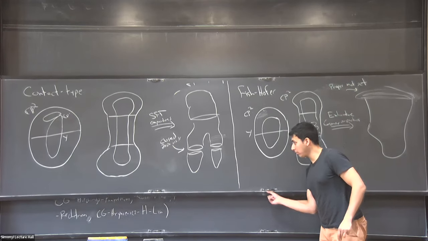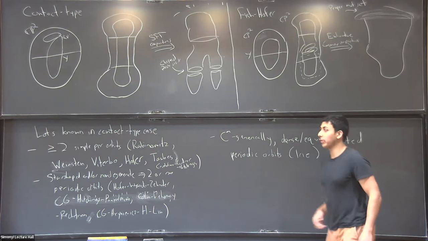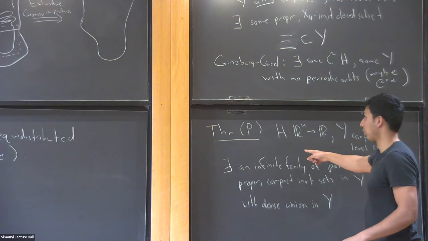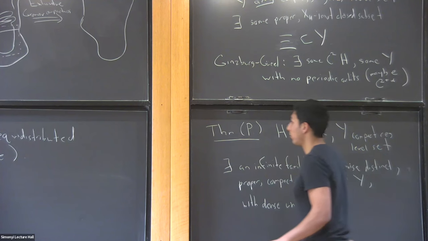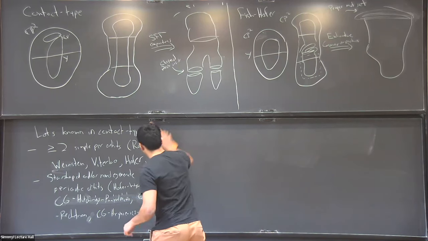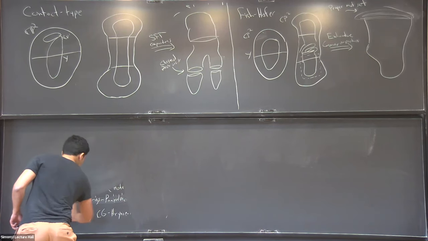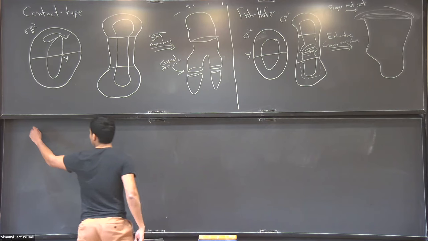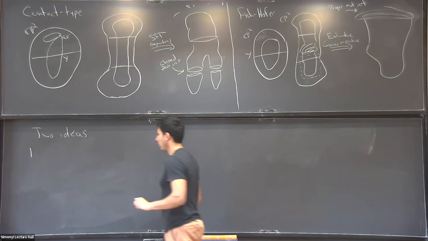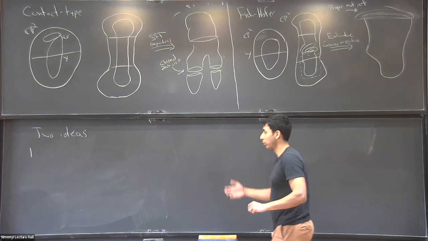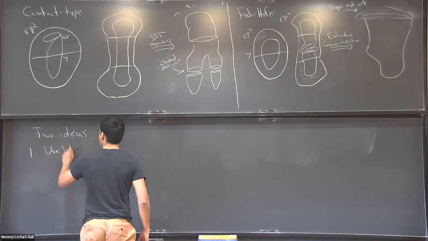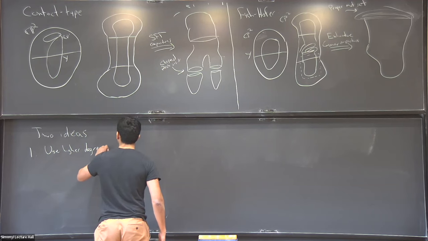All right, so with these two pictures in mind, I want to give the two ideas that go into producing, instead of just one invariant set, infinitely many. I think the first one, at least, will sound pretty reasonable. That is to use the higher degree moduli spaces.